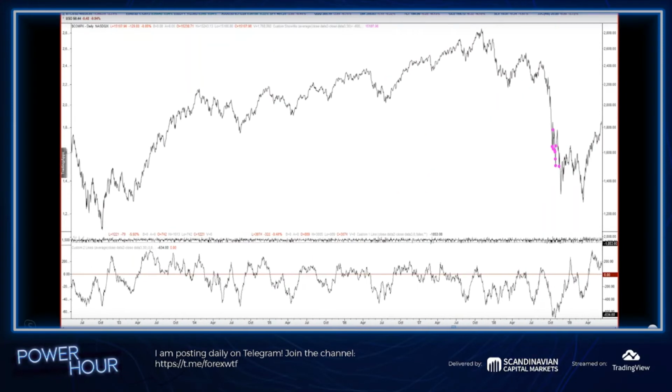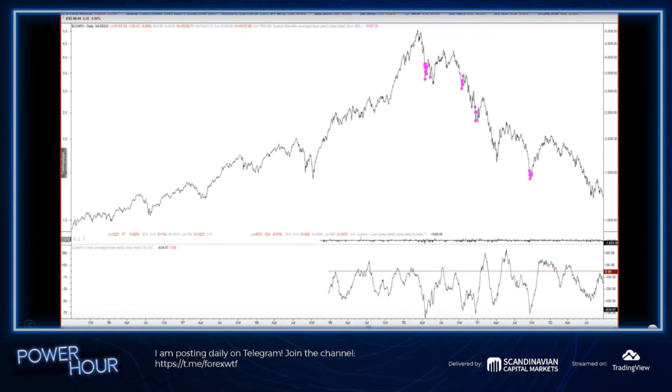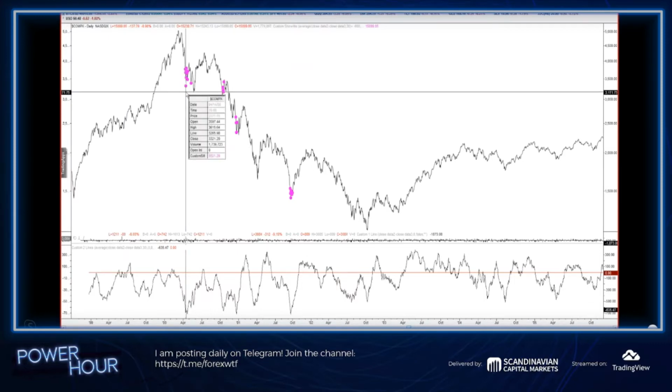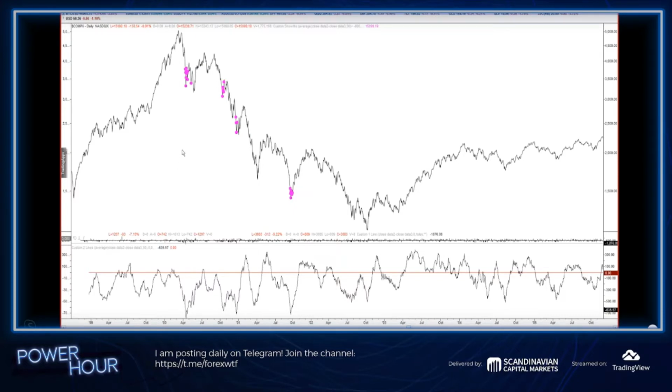in the indices. The only other time we've seen this AD line like this was during the tech bubble burst and the subsequent downtrend. So you can see they did tend to happen at lows. You get a bunch of clusters of these readings at lows.